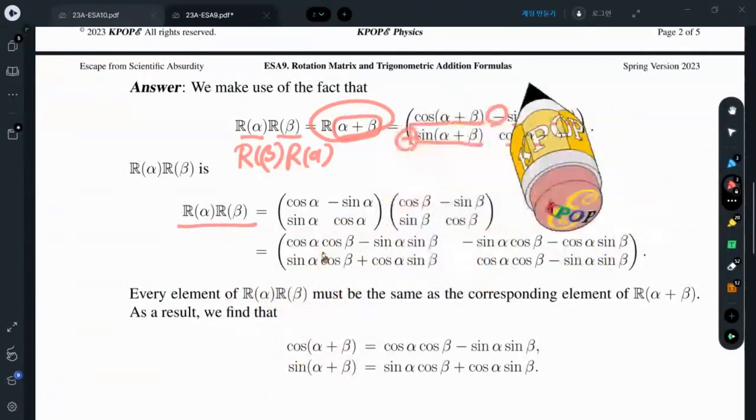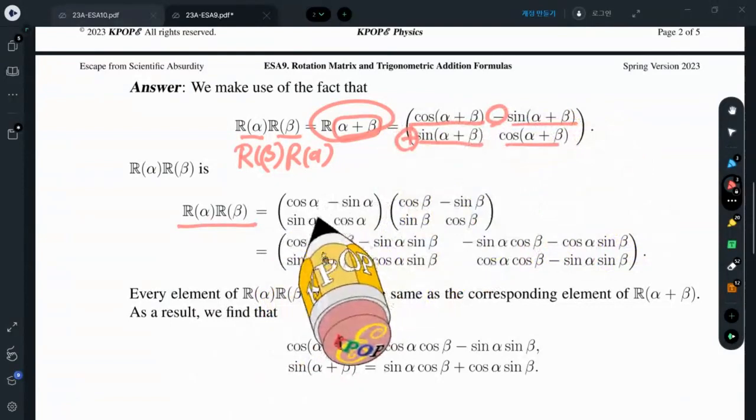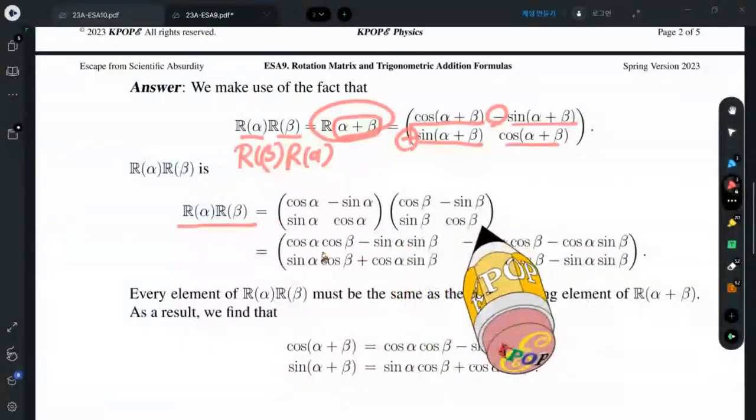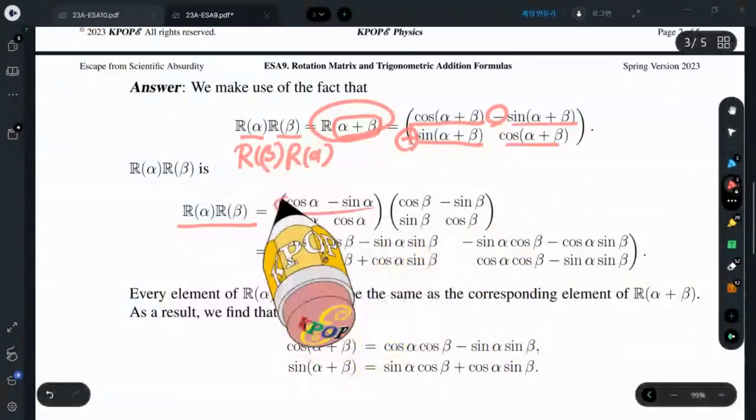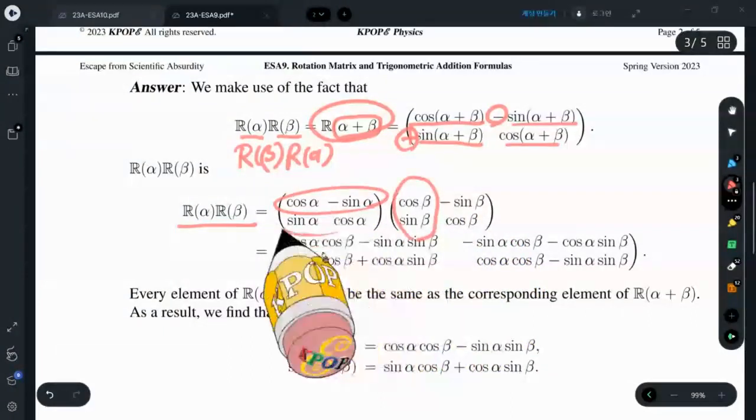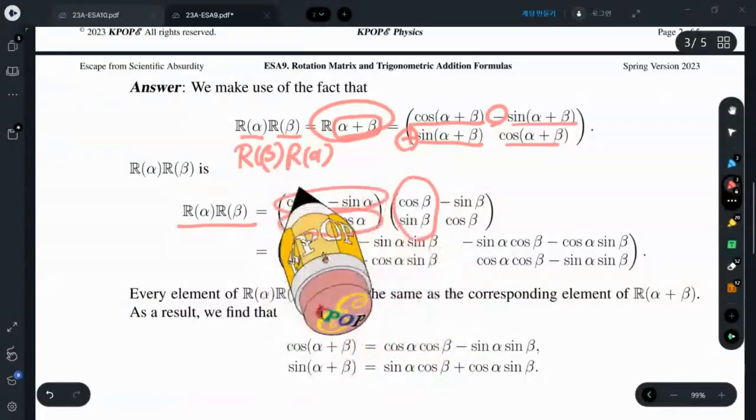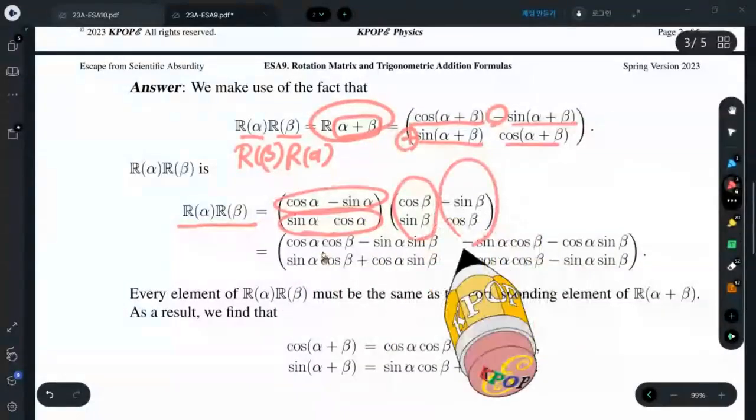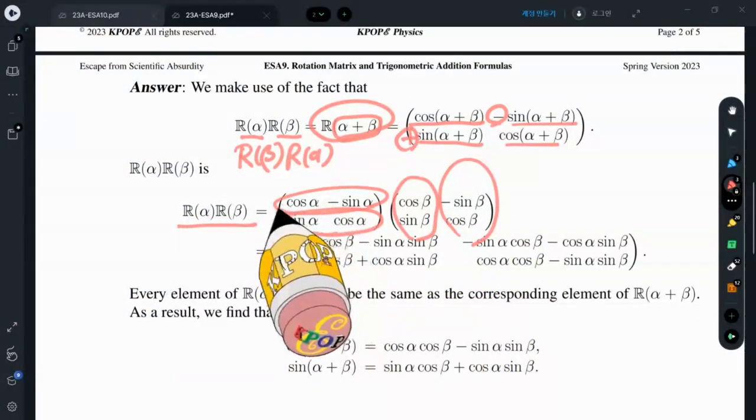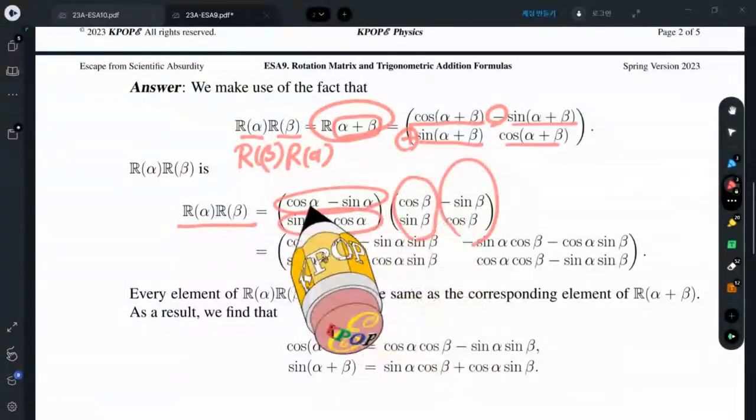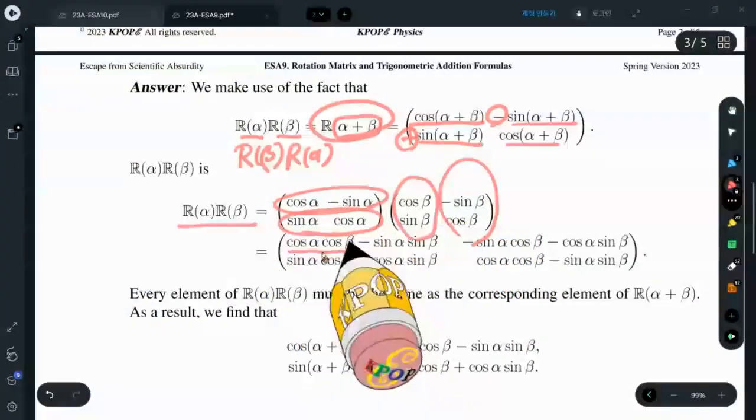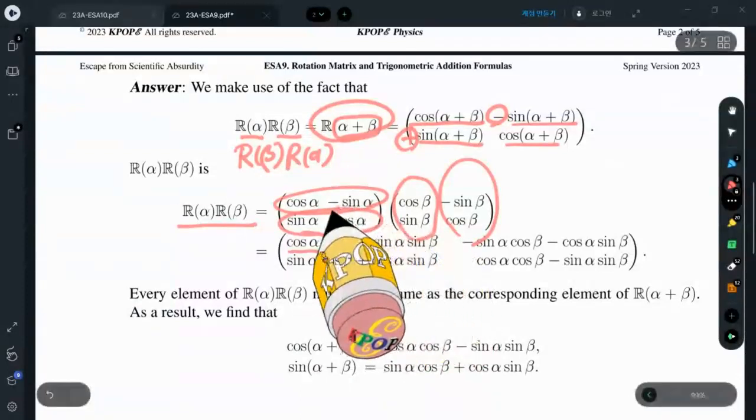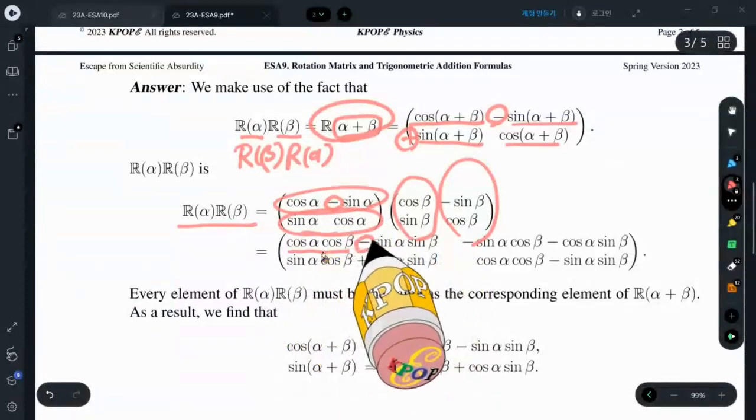I copy the same form, but the arguments are alpha and beta. Why don't we compute the product? The former one, the front one, should be computed with rows, and this one should be computed with columns. First row, first column: cosine, cosine. Okay? Sine, sine, but we have a negative sign on it.